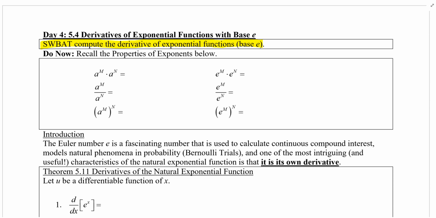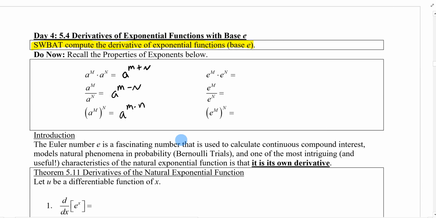Before we start, let's recall some properties of exponentials. If you have a to the m times a to the n, that is a to the m plus n. For division, if you have a to the m divided by a to the n, that is a to the m minus n. And for exponentials that are being raised to another power, you simply multiply those exponents.